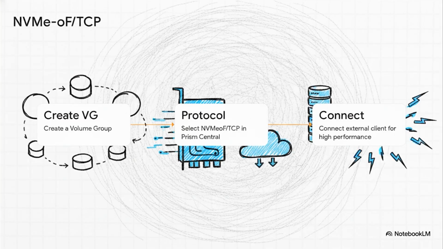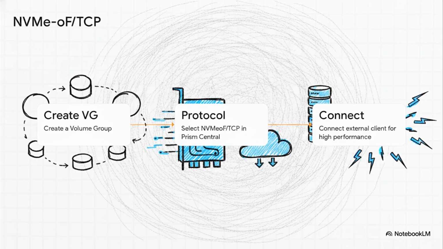Let's try a second example. Say you have a workload that demands the absolute highest performance possible. Maybe a cutting-edge real-time analytics platform. Here, we ditch iSCSI and go with the ultra-fast NVMe-oF/TCP protocol. Step 1 is exactly the same, create a volume group. But step 2 is where things diverge.